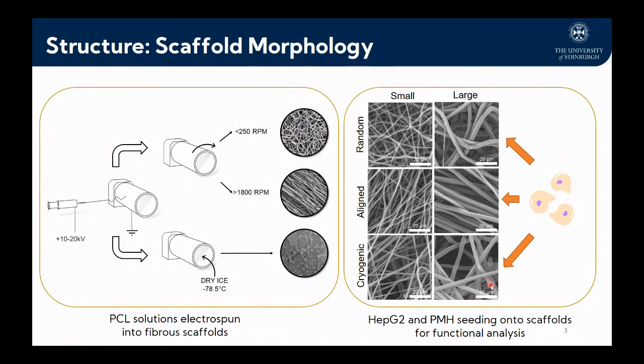We electrospun two sets of scaffolds. We electrospun small and large fibers into three different morphological categories. So we have these randomly aligned fibers, we've got aligned fibers, and we've got these more porous cryogenic scaffolds, which we've seeded HepG2 and primary mouse hepatocytes onto.